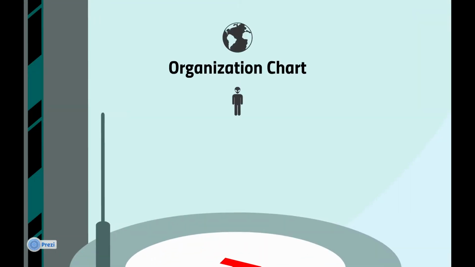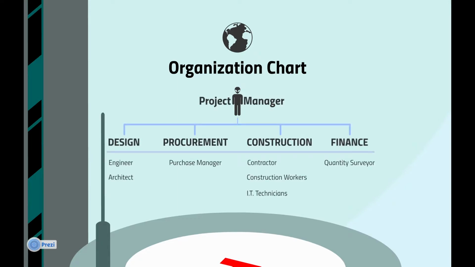Here is the organization chart of this project. We have the project manager who hosts the project, and also we divide this project into several departments. They are design, procurement, construction, and finance. So if we have certain problems, we can contact the relevant person directly, so the problem will be solved as soon as possible.